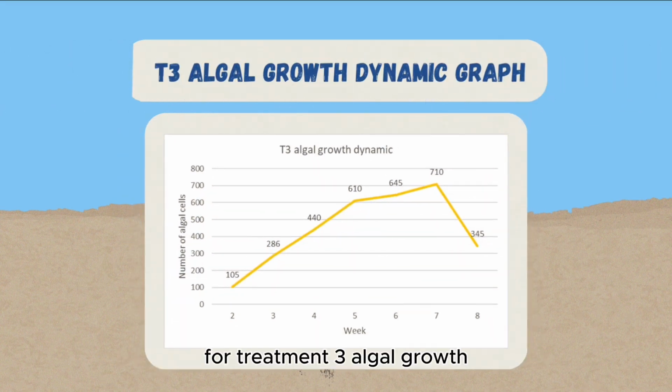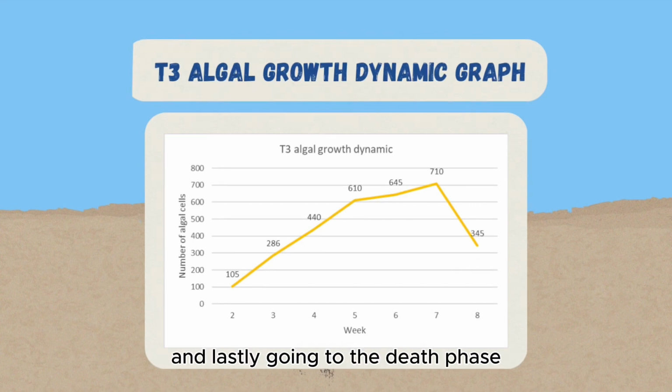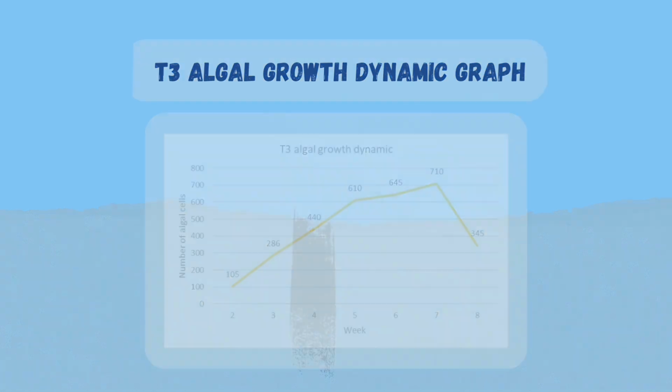For treatment 3, the algae growth dynamic graph is the same as treatment 1, which is it's going from induction phase, then going to exponential phase, and lastly going to death phase.